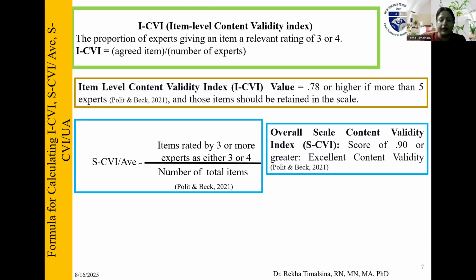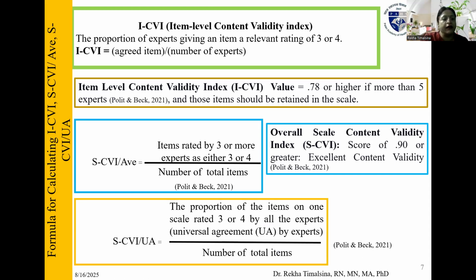And the second one is the scale level content validity index universal agreement, which represents the proportion of items that all experts rate as 3 or 4. An ideal value for S-CVI universal agreement is 1.